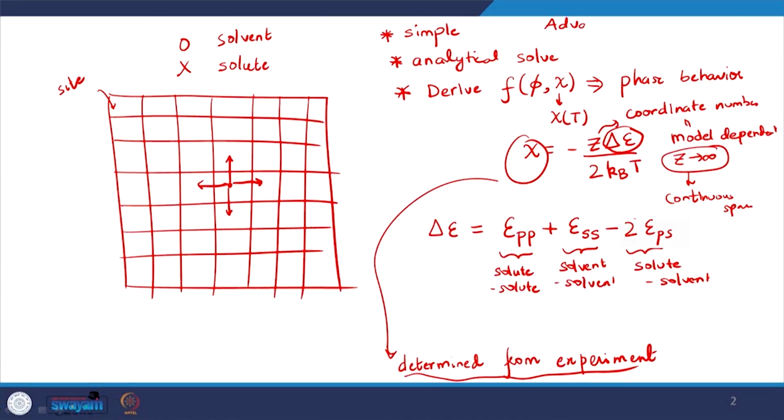So, that is, I would say, the advantage part of it. Now, let us look at the disadvantage part of it, and that really comes from the assumptions that we have made in the lattice model.